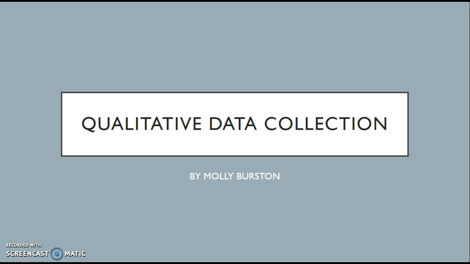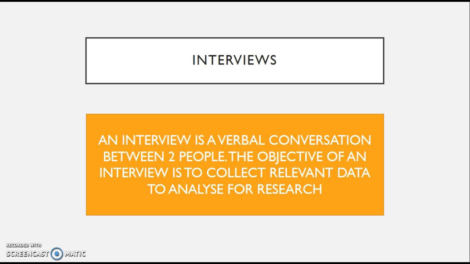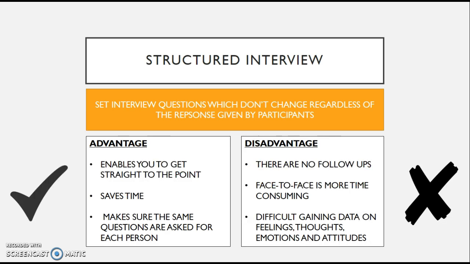So now moving on to one of the data collection processes, so interviews. There are four main types of interview structures, and an interview is a verbal conversation between two people. The objective of an interview is to collect data relevant to the analysis for research. So the four main types of interview: structured, semi-structured, unstructured, and focus groups. So this is the first type of interview.